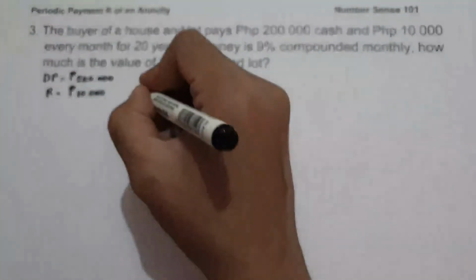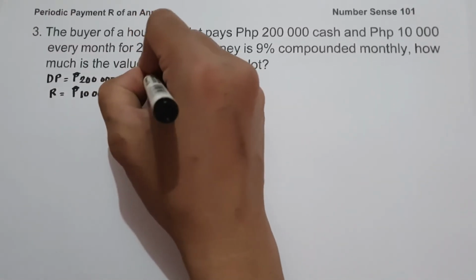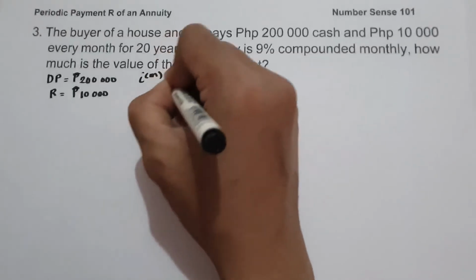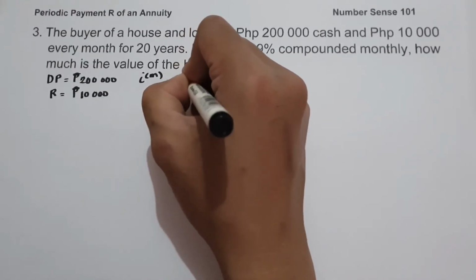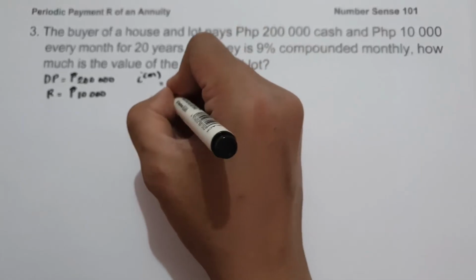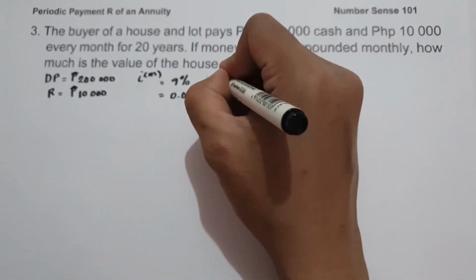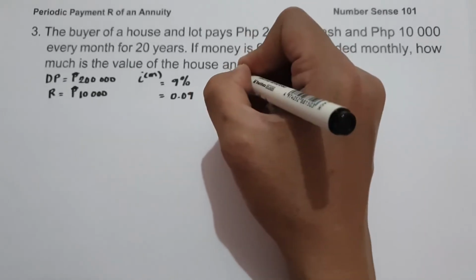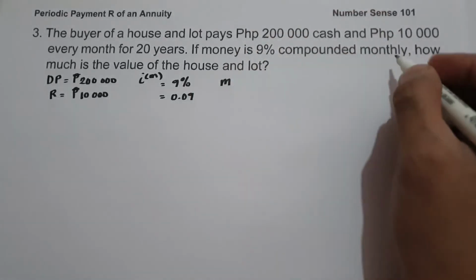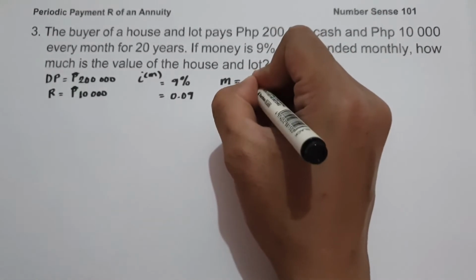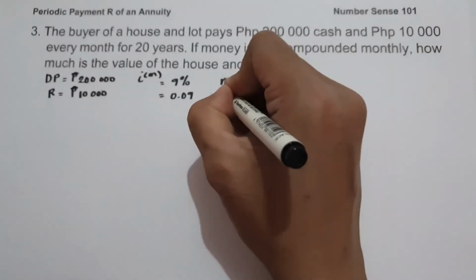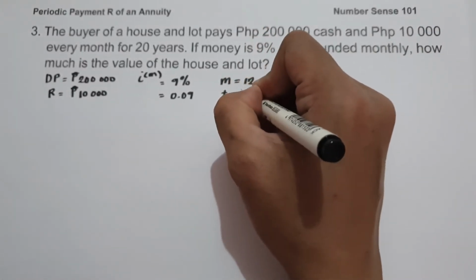Then, let us have the annual rate, that is 9%, or in decimal, that is 0.09. And then, number of conversion period in a year. Since we have monthly, the value of M is 12. Time is 20 years.